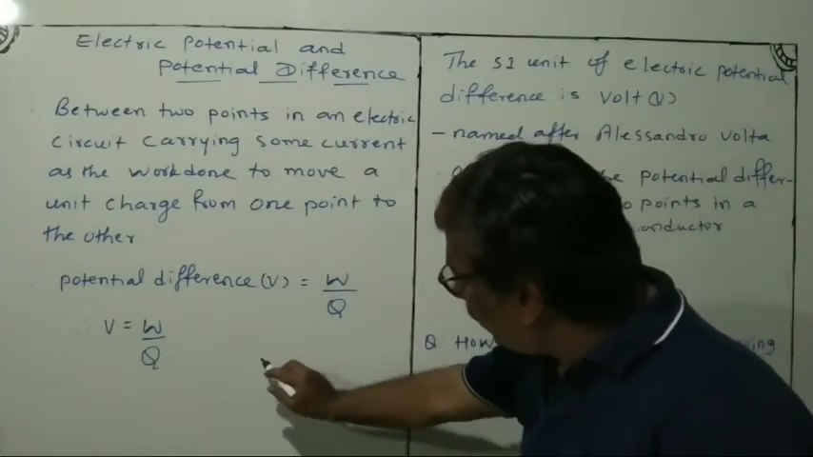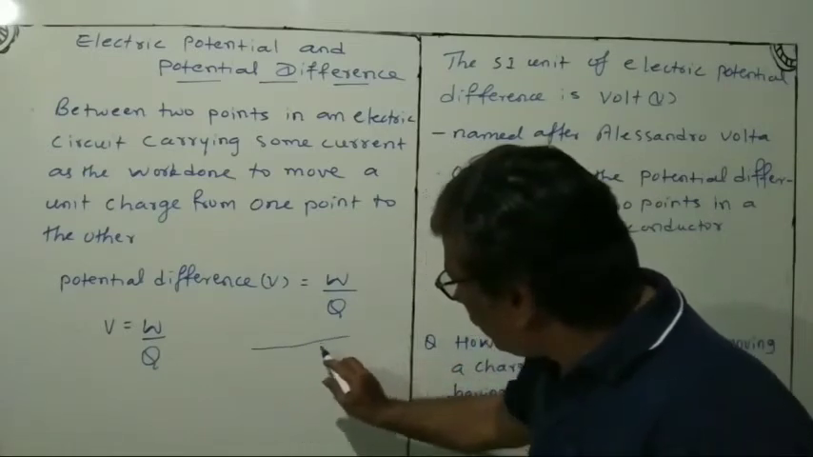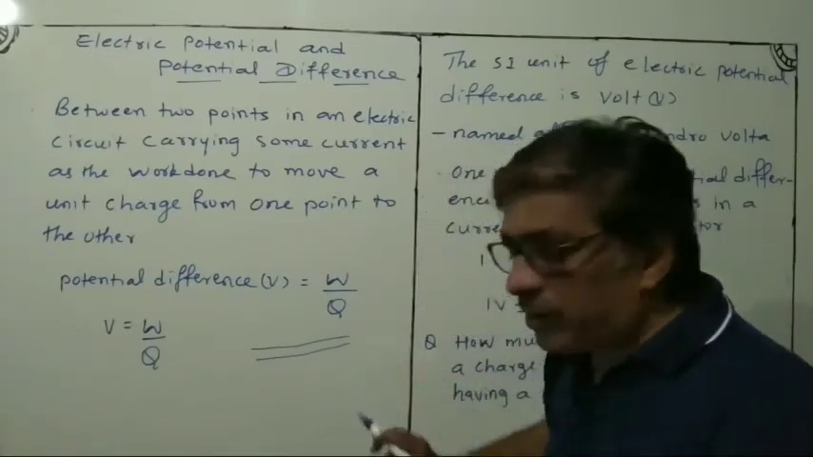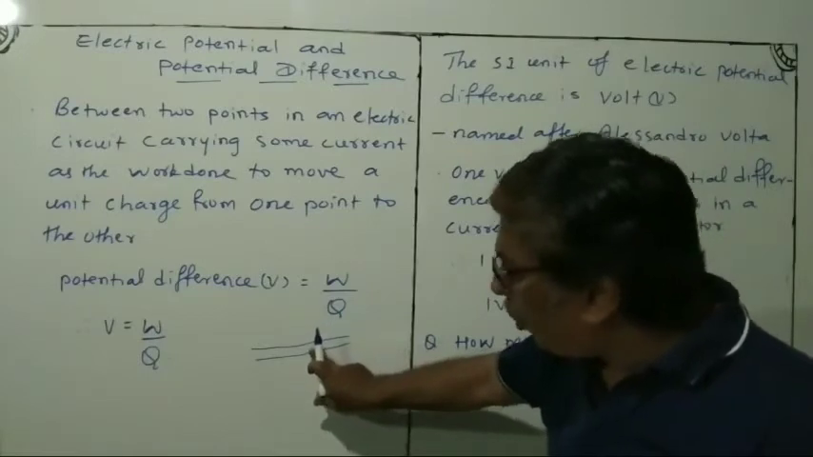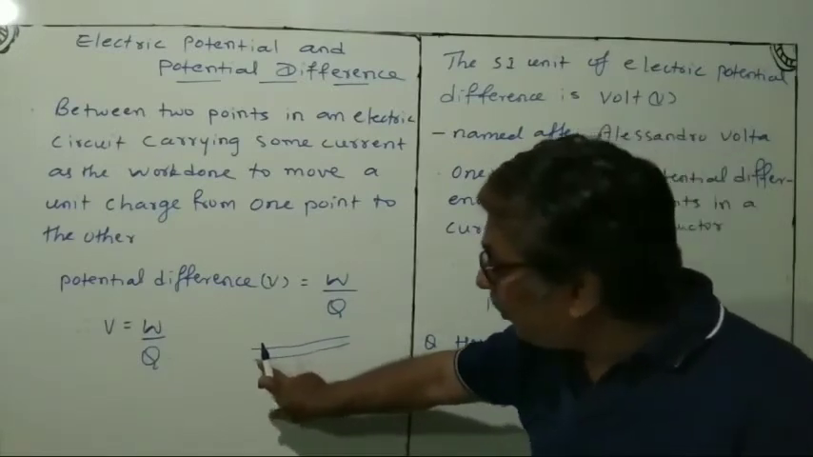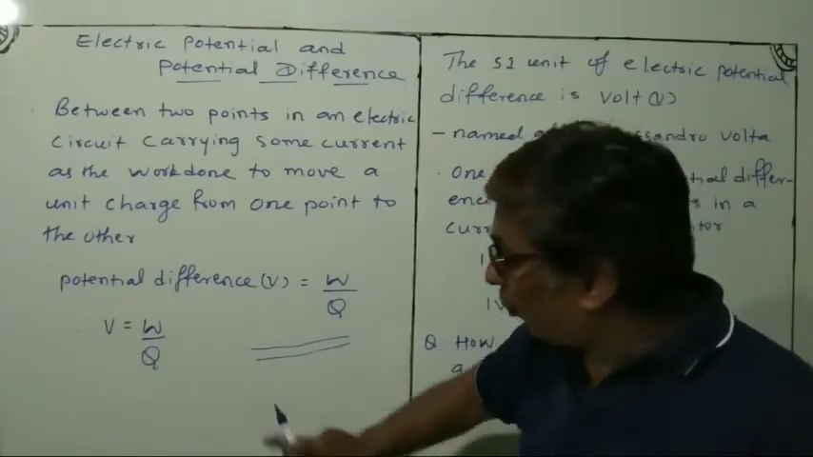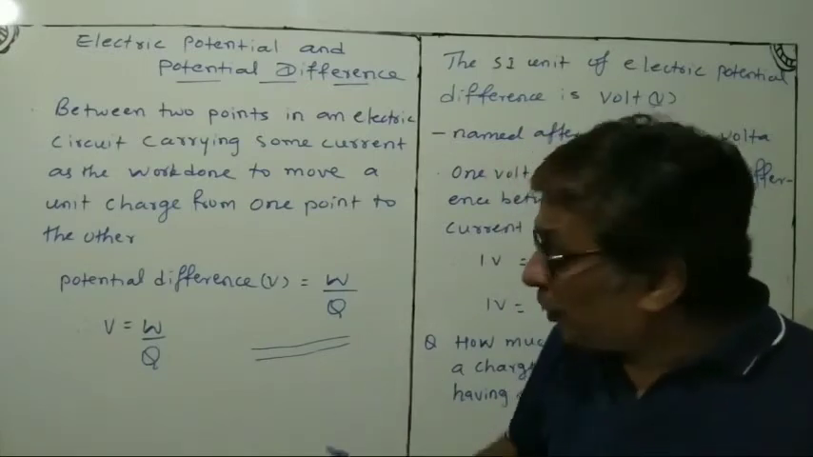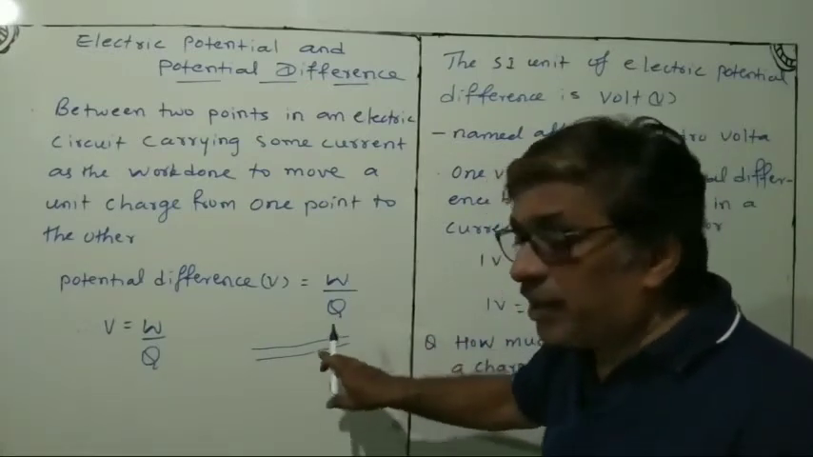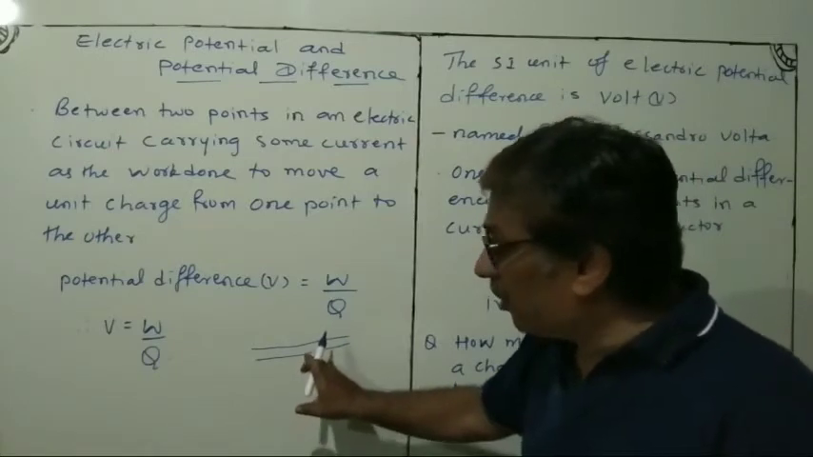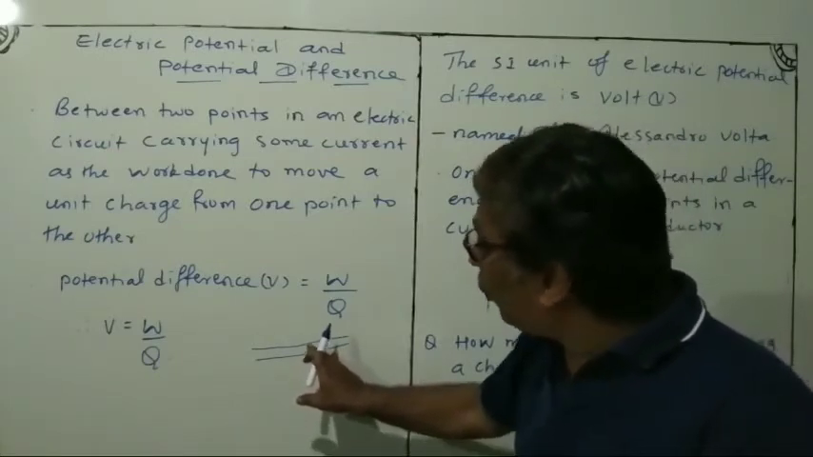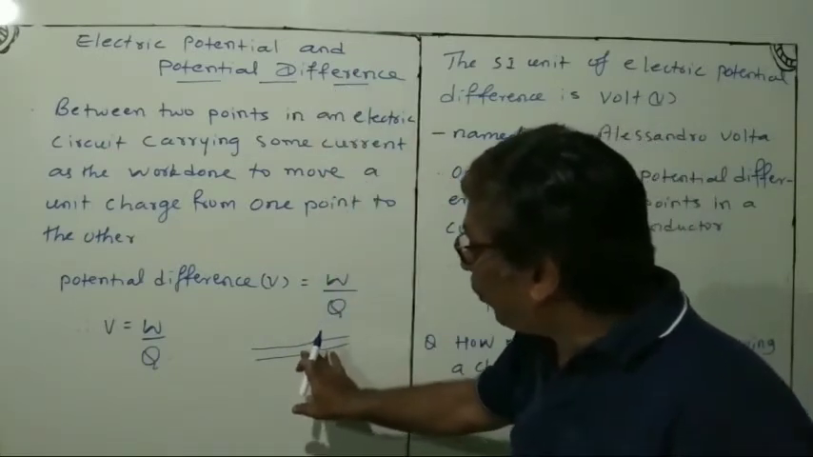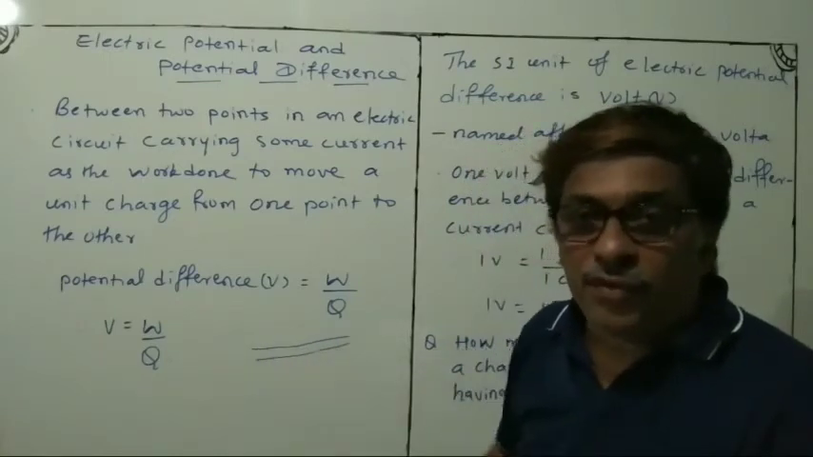Okay, suppose you have taken here a copper wire. Look here now, this is the copper wire. So when you touch the copper wire, can you get an electric shock? No. Because here there is no potential difference. It will not create any potential difference.